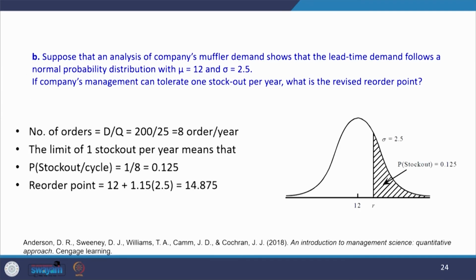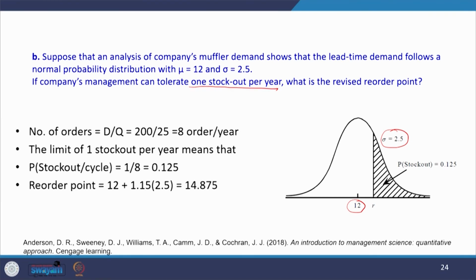Suppose that analysis of the company's muffler demand shows that the lead time demand follows a normal probability distribution with the mean equal to 12 and standard deviation 2.5. So, this is the mean, and this is our standard deviation. If the company's management can tolerate one stockout per year, okay, so they are willing to tolerate one stockout per year, what is the revised reorder point?